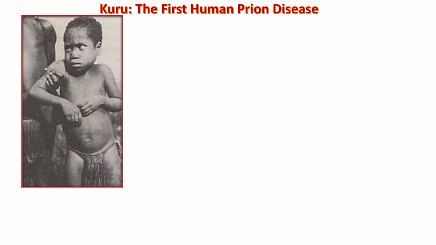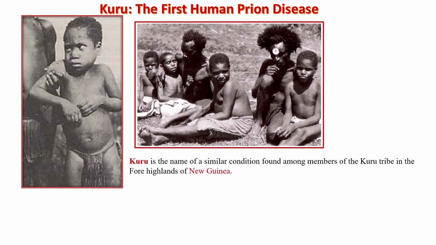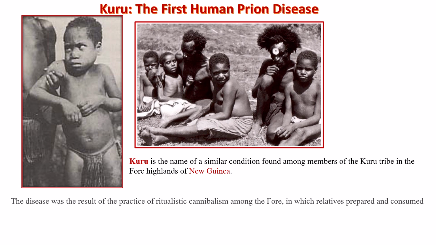Let's now talk about Kuru, the first human prion disease. Kuru is the name of a similar condition found among members of the Fore tribe in the Eastern Highlands of New Guinea. The disease was the result of the practice of ritualistic cannibalism among the Fore, in which the relatives prepared and consumed the tissues, including brain, of the deceased family members.